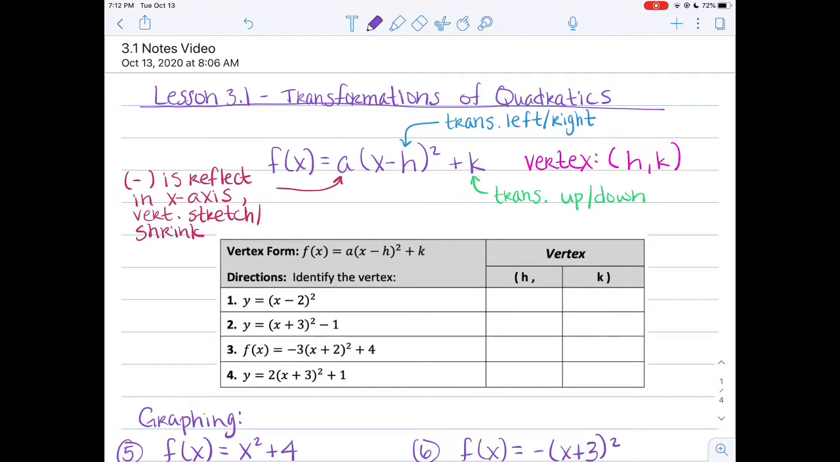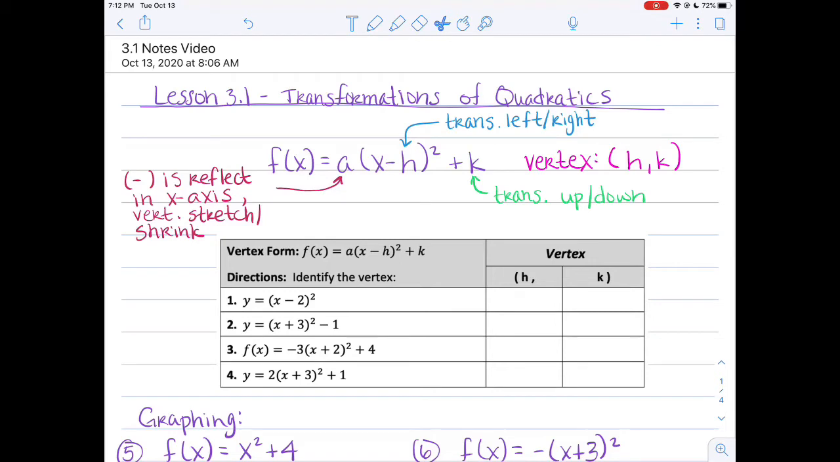So if we look at the equation for a quadratic, for a parabola, the basic equation in vertex form is f of x is equal to a times, in parentheses, x minus h squared plus k. And that a could have a negative on it, which would be a reflection in the x-axis, or it could be a vertical stretch or shrink, whatever the number is. If it's bigger than 1, it's a stretch. If it's smaller than 1, it's a shrink.